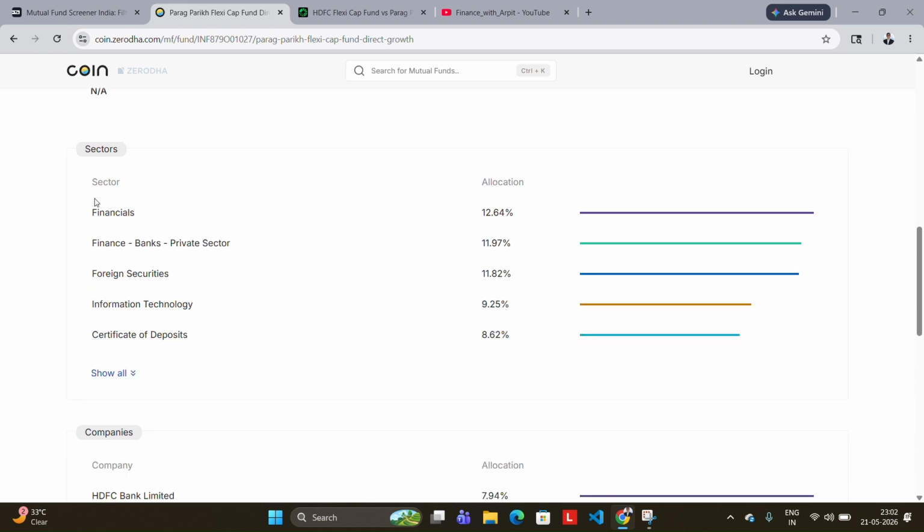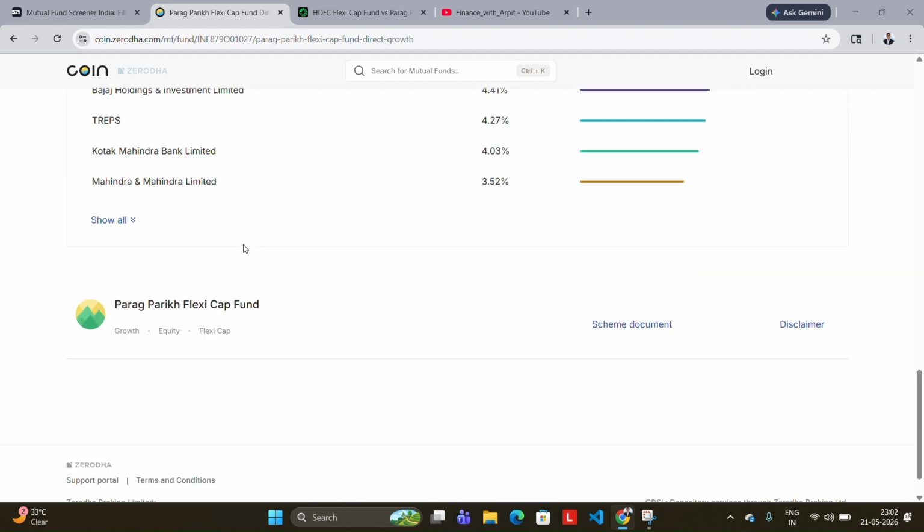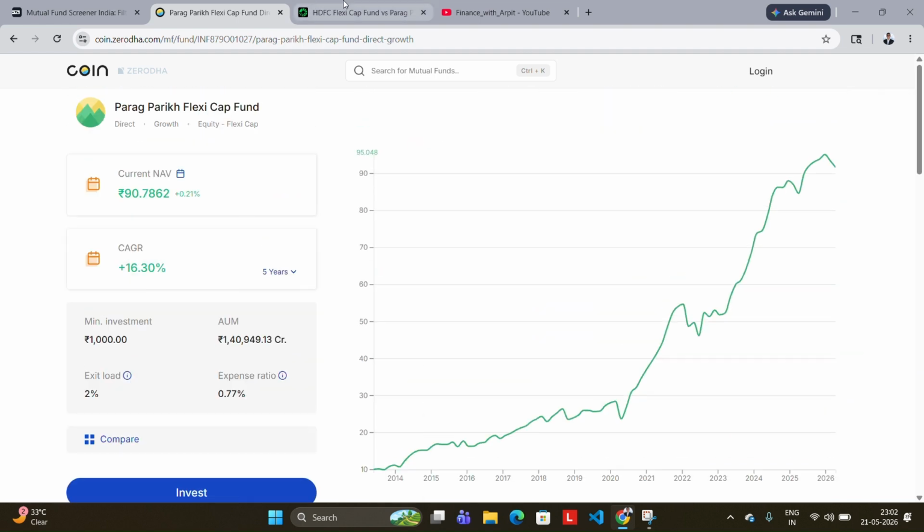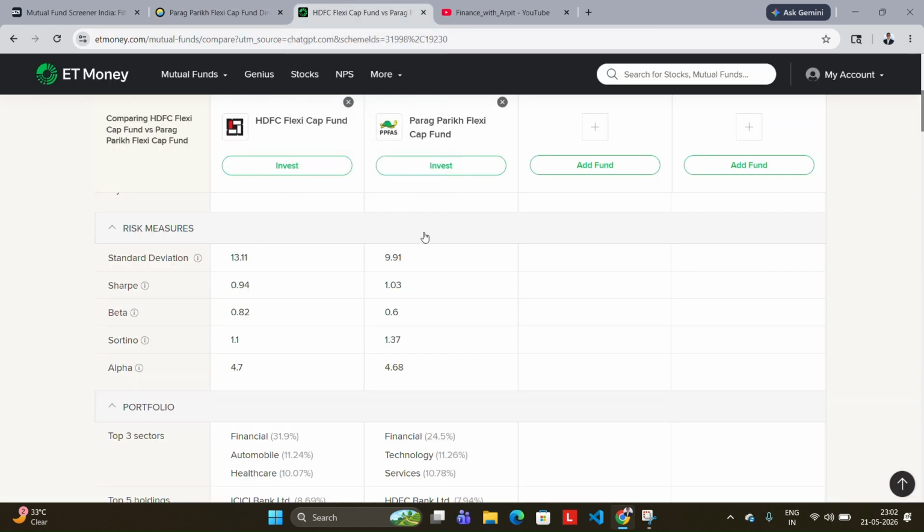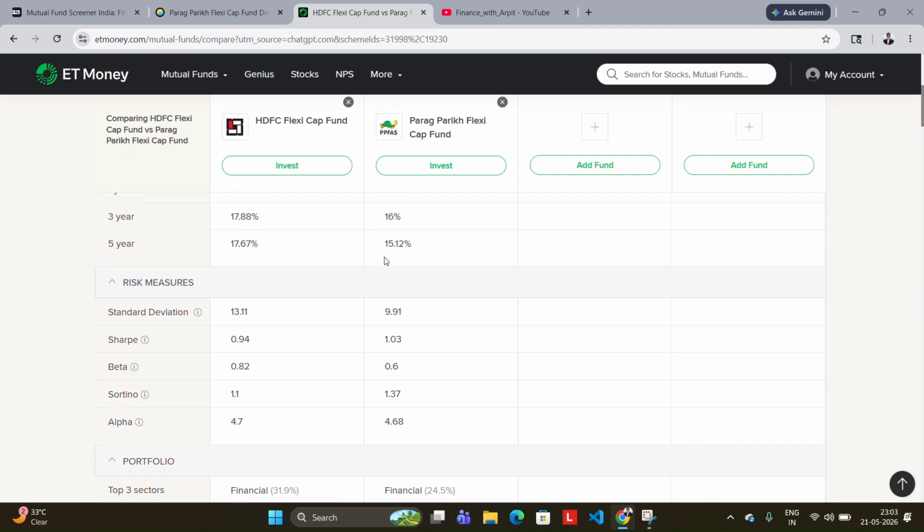Here are also almost the same sectors. The top two sectors are the same, financial sectors, and here we can see all the holdings. Let me tell you guys, both also have different investing styles. Parag Flexi Cap is value-based investing, and it is a very stable fund. Why am I saying it is a stable fund? Here is the important research, that is standard deviation. Standard deviation means how much the fund fluctuates with the market, the difference between its low and high returns. The HDFC Flexi Cap is very fluctuating, and Parag Parikh is a stable fund.